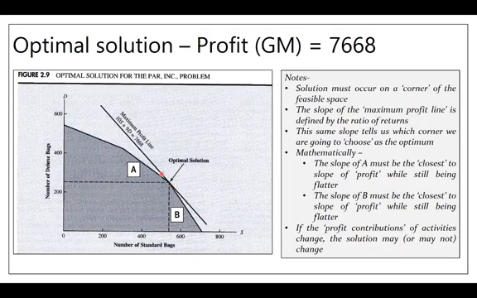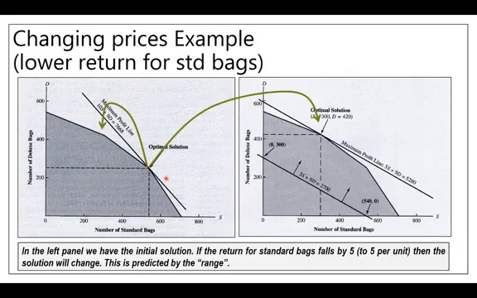Why is that important? Because you could shift the rate of return for standard bags to something slightly less than 10, and this would tilt the line just a little bit in this direction. It would give it a small tilt, but not enough to move off of that corner. And so part of our sensitivity work is thinking about how much the per unit profits for standard versus deluxe can change without causing us to jump from this corner to this corner. That's really the case of sensitivity.